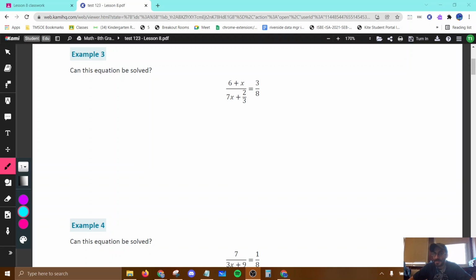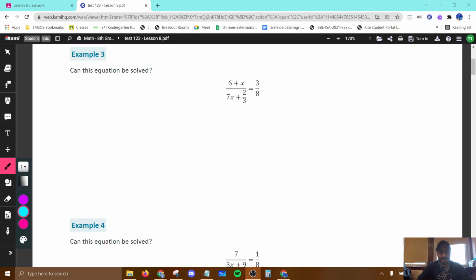Now, we went over some of these in class. So basically, this lesson is a fraction on both sides of the equation. Sometimes you see a fraction on one side of the equation, and to get rid of the fraction, you have to multiply both sides by the denominator. Well, when we have fractions on both sides of the equation, we do the same thing.